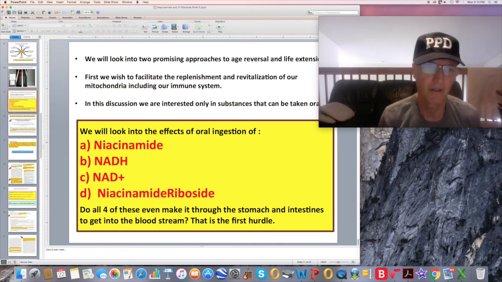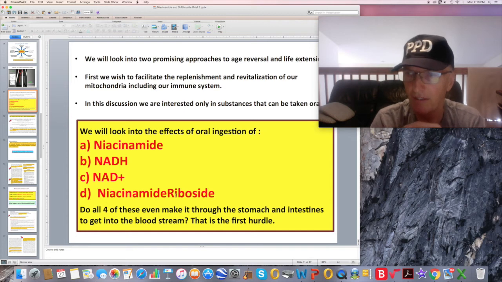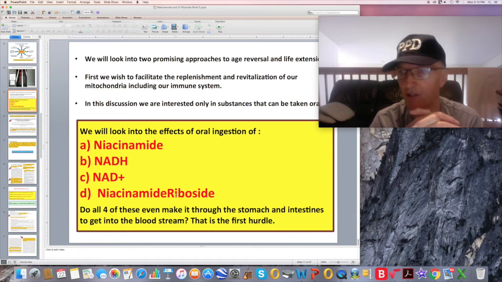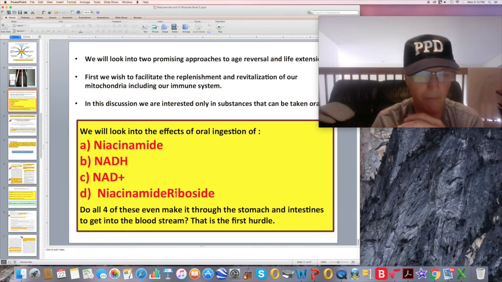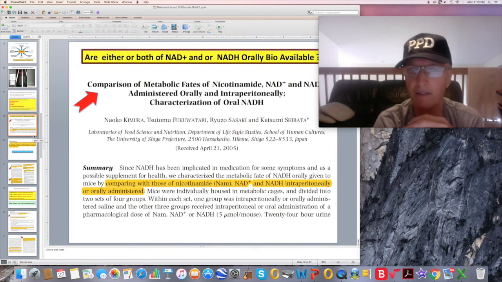We've got four chemicals here, four molecules: niacinamide, NADH, NAD+, and this new one, nicotinamide riboside, which is not a new molecule. This has been used by nature. And riboside is a sugar that's produced in human breast milk. But I want to look at the papers and see what they find.